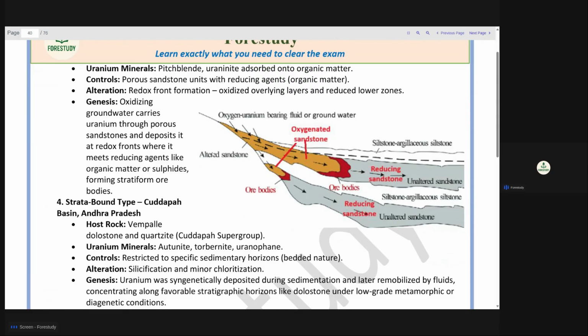Okay. So oxygen, uranium-bearing fluids or groundwater, here we have this. Then we have oxygenated sandstones. This is oxygenated sandstones, reducing sandstones, unaltered sandstones. So this is just a diagram to show how these uranium deposits happen. So we have reducing sandstones here, and oxygenated sandstones here, and ore bodies form at this redox front. Redox front is the junction between reducing and oxygenated zones. Okay, redox front. So ore bodies are marked in red.